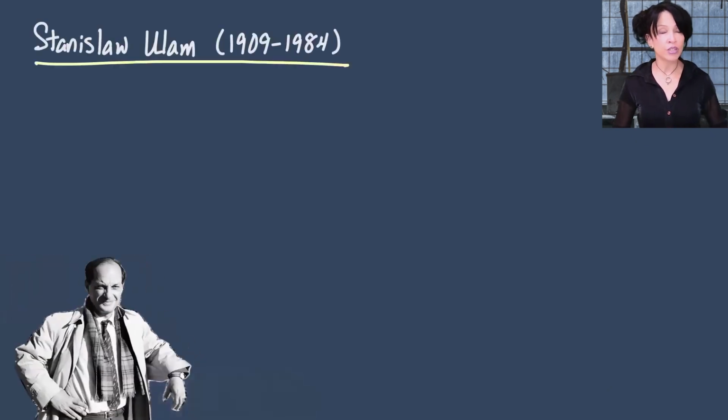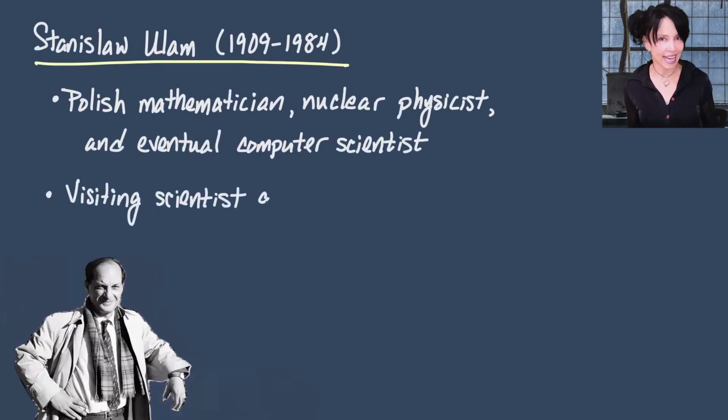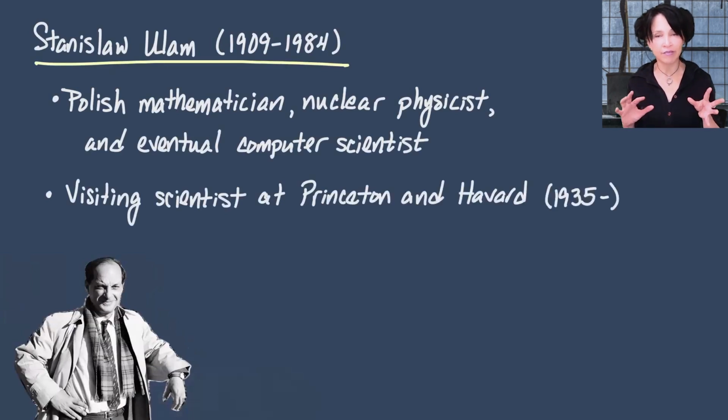So Monte Carlo methods were first developed by a Polish physicist and mathematician named Stanislaw Ulam, and he lived between 1909 and 1984. He was, as I said, a physicist and mathematician, but an eventual computer scientist as well. Computer science was not a big thing in the early 1900s, so this was the later part of his career. He was invited from Poland to visit the US, and he became a visiting scientist at Princeton and Harvard and at various institutes they had in the area, and this was circa 1935.